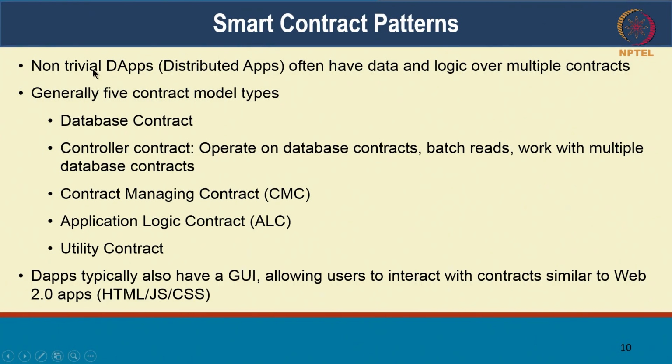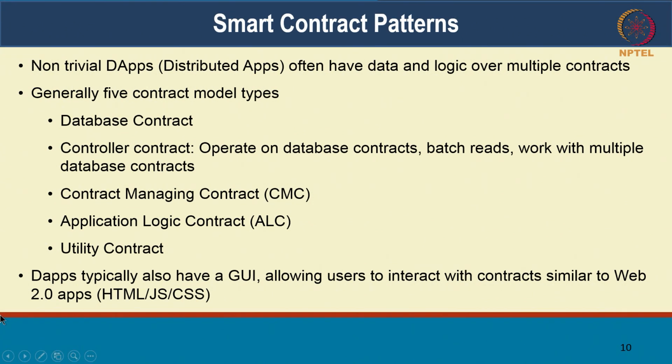Okay, what are some of the patterns? A non-trivial decentralized app, and you should read decentralized apps, by the way, it's actually decentralized, not distributed. The data and logic can actually span multiple contracts. Typically, there could be five model types. One is a database contract, which is going to have all the data objects in it. One is a controller contract, which operates on the database contract. This will be the controller on when or what to be written onto the ledger. One controller contract can work with multiple database contracts just for separation. There's a contract managing contract, which manages the contract itself. There's an application logic contract, and there could be utility functions defined as a separate contract. Collectively, all of these contracts could be a decentralized app in Ethereum.